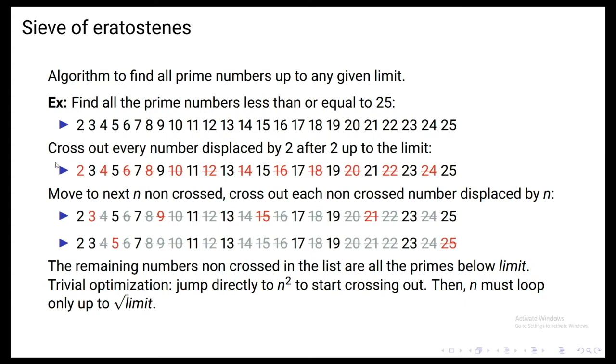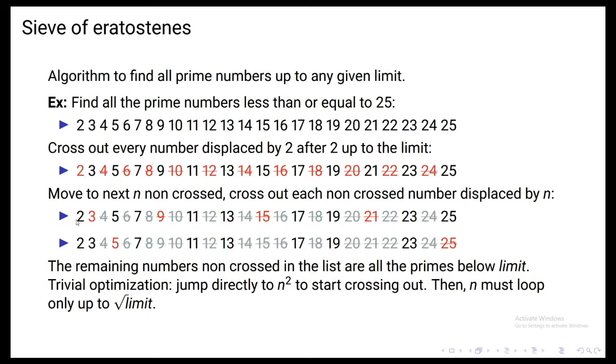Then, in the first step of the recipe, I start with the first number, 2 in this case. I make displacements through the list in multiples of the number I'm standing on. So for 2, I jump through the list in steps of 2, and I cross out all those numbers. Basically, I'm crossing out all the multiples of 2 in that step, and I do that up to the limit.